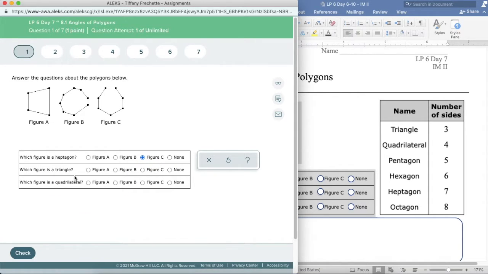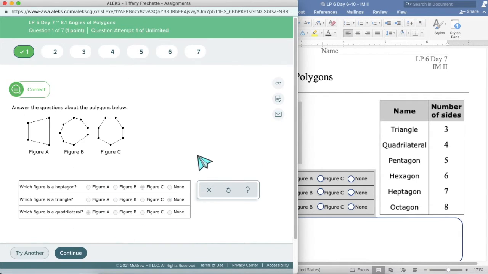A triangle has 3 sides. I don't even necessarily need to look at that. Hopefully we know that a triangle has 3. So none of them have 3 sides or 3 vertices. And which figure is a quadrilateral? Well, quadrilateral is any 4-sided figure. So that would be figure A. So none can definitely be an option here. You just have to pay attention to which one it's asking you to look for there.